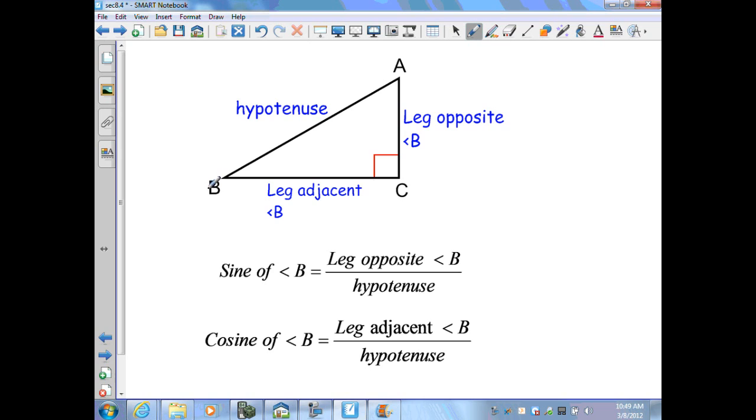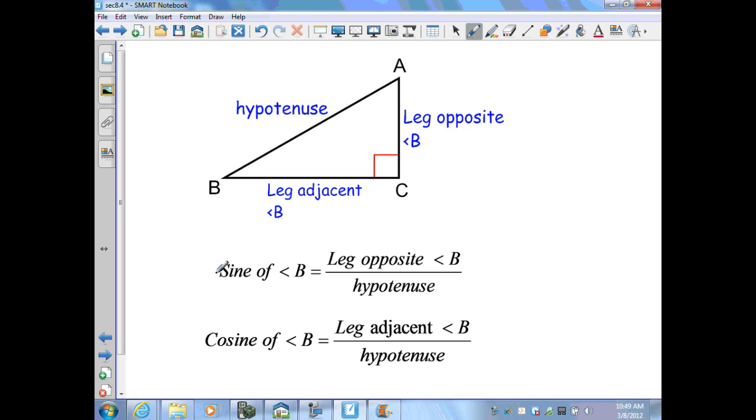From angle B, we have identified the parts of the triangle. For example, segment BC is the adjacent leg. Segment AC is the opposite leg to angle B. And of course, opposite angle C, which is the right angle, is our hypotenuse.